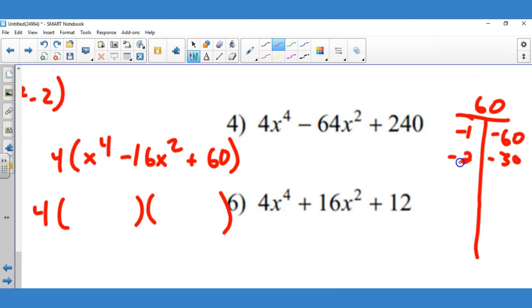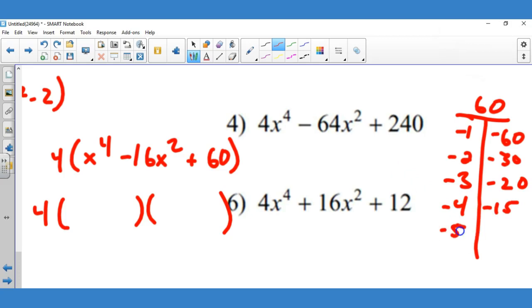Well, again, this goes back to the rules up top, the signs. Or just kind of a number sense. If you think about it, to make this positive, they both need to be negative, or both positive. So you just got to practice. -3 and -20. -4 and -15, excuse me.